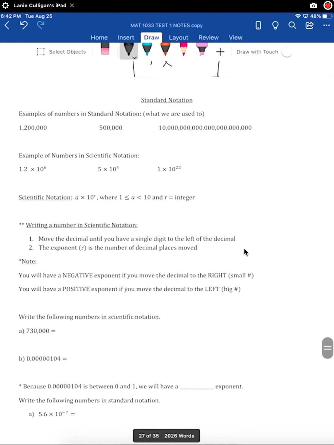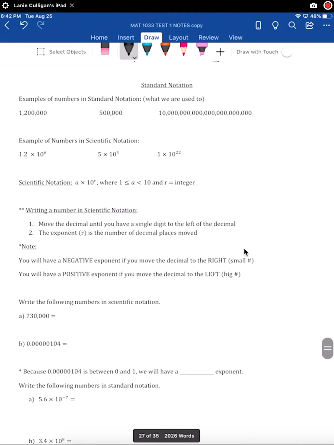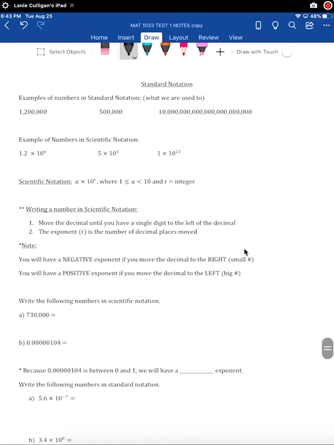Now, the last thing with this section is talking about scientific and standard notation. We use exponents to help us write really big numbers or really small numbers in a different form. I'm sure you've seen a lot of this in your science classes because they deal with really, really big numbers and really, really small numbers. Our calculator screens can only hold so much space on the screen. So that's when scientific notation comes into play.